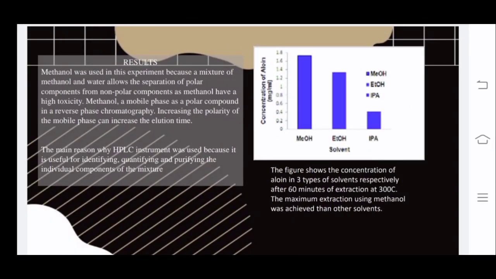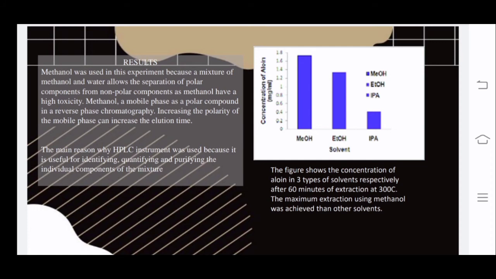Methanol was used in this experiment because a mixture of methanol and water allows the separation of polar components from non-polar components, although methanol has a high toxicity. Methanol is the mobile phase as a polar compound in reverse phase chromatography. Increasing the polarity of the mobile phase can increase the elution time.